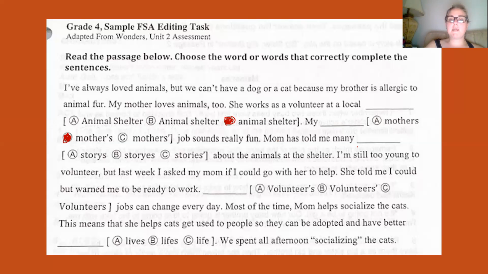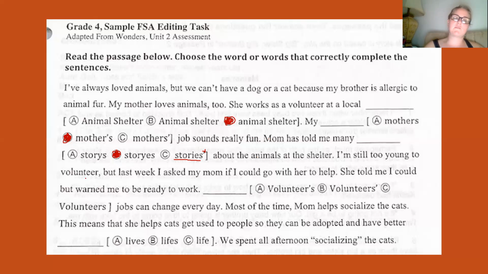Mom has told me many blank about the animals at the shelter. Okay, so I found this very challenging. I actually had to look up the answer because when I'm writing and I write stories, it would be C without the apostrophe. But when I looked it up online, another correct way to write stories, if you have more than one story, is B with an ES. I've never seen it written that way. I always see it as stories, but with no apostrophe. But the answer is B. About the animals at the shelter.